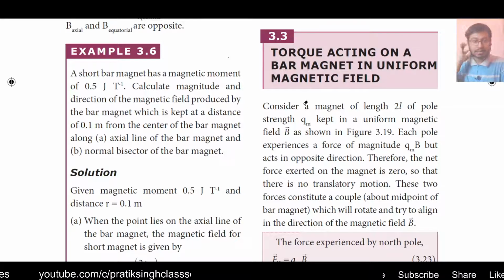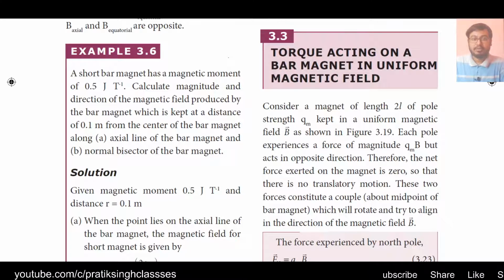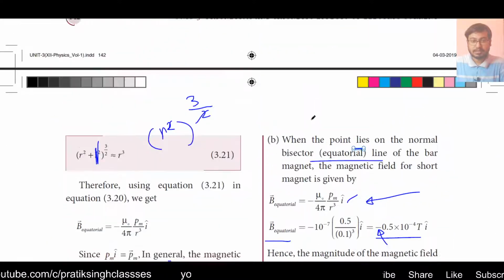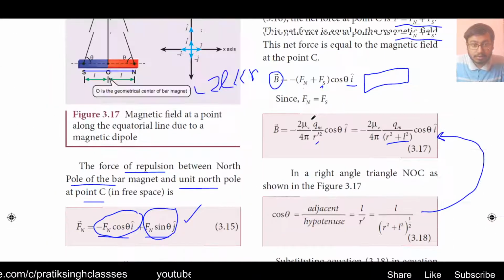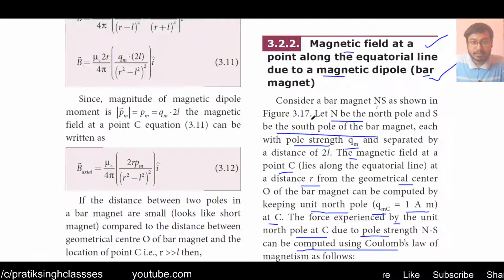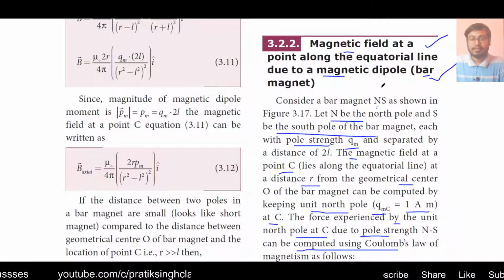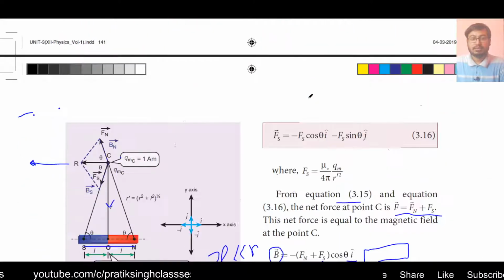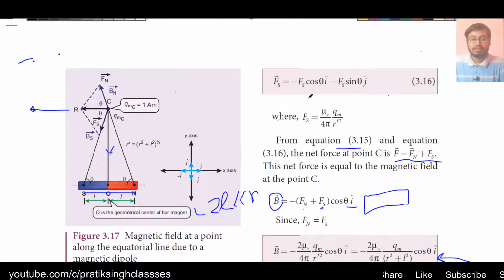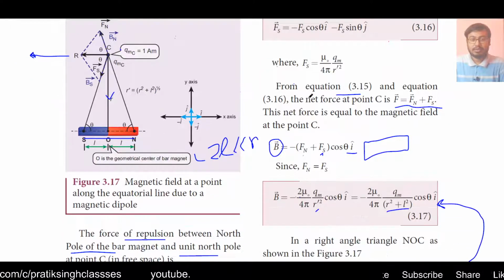Alright, so let us start our today's class. In our previous video, we studied section 3.2.2, which was about the magnetic field at a point along the equatorial line due to a magnetic dipole or bar magnet. We have seen two terms, to find the magnetic field on the axial line and on the equatorial line.